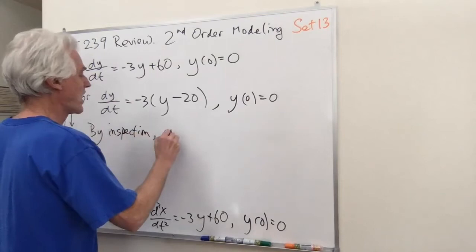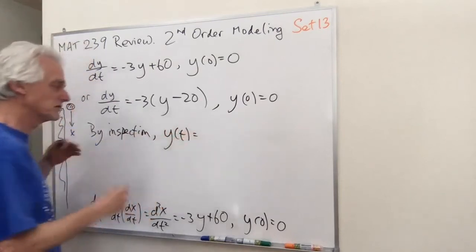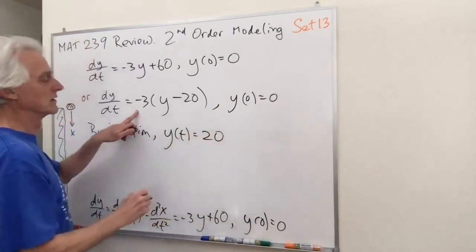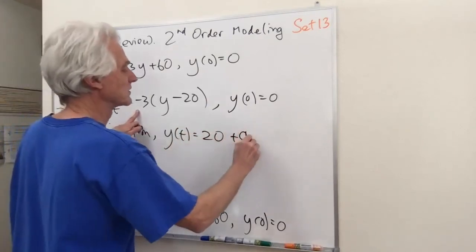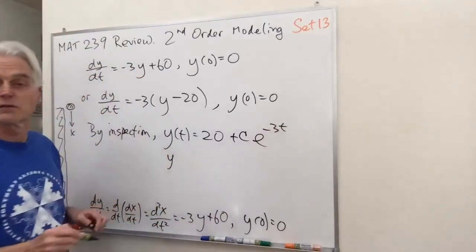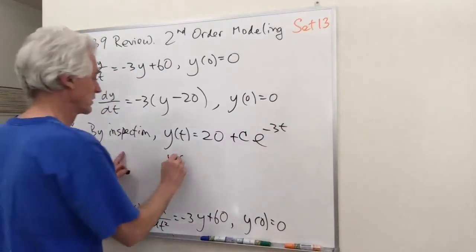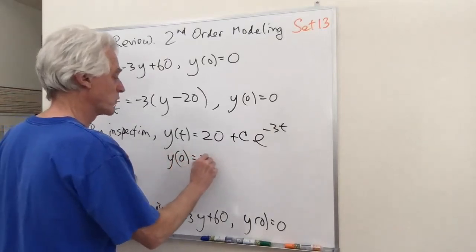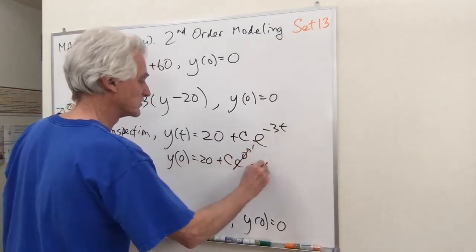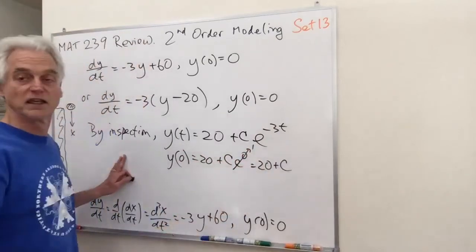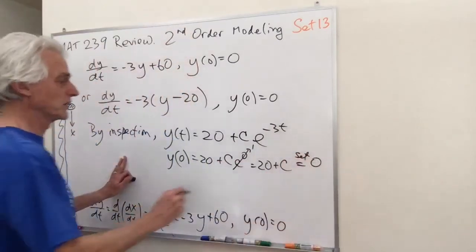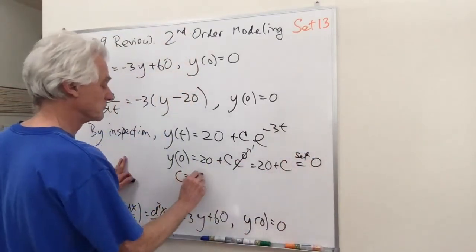we have y of t is 20 plus a constant times e to the minus 3t. And now we want to impose the initial condition. y of 0 is 20 plus c e to the 0, that's 1. So that's 20 plus c, and we're going to set that equal to 0. That's a pretty easy one to solve. c is minus 20.